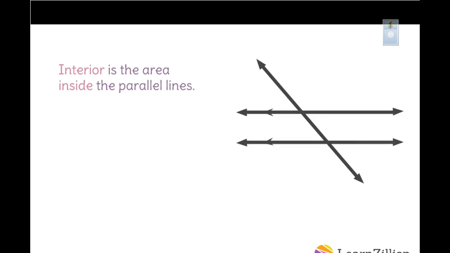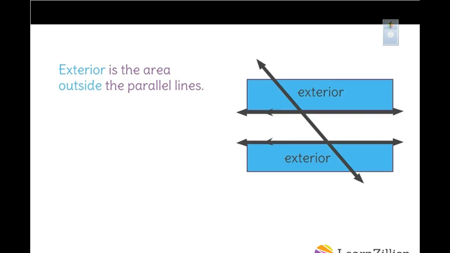When two parallel lines are crossed by a transversal, spaces are created. Let's zoom in on a piece of the bookcase. The interior is the area inside the parallel lines. The exterior is the area outside the parallel lines.